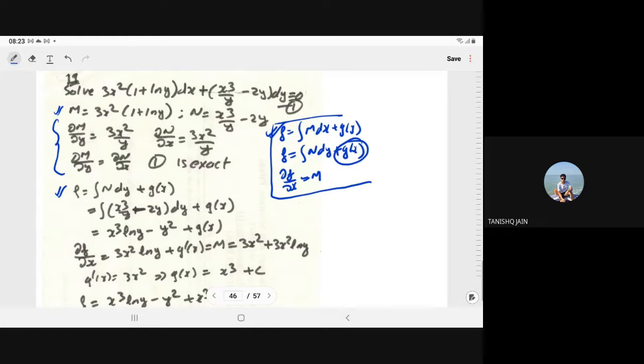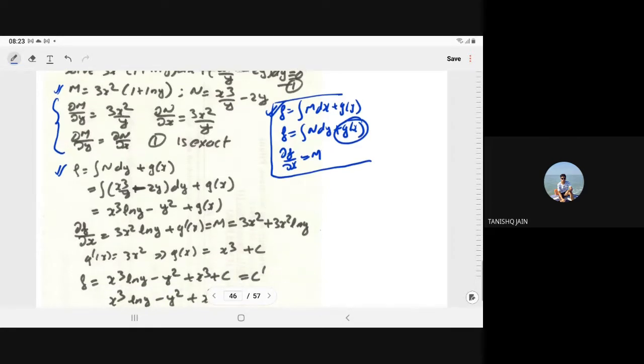So here we have the integral of x cube upon y minus 2y dy plus g(x). Its integration is with respect to y, keeping x as a constant. So it will become x cube ln y minus y square plus g(x).